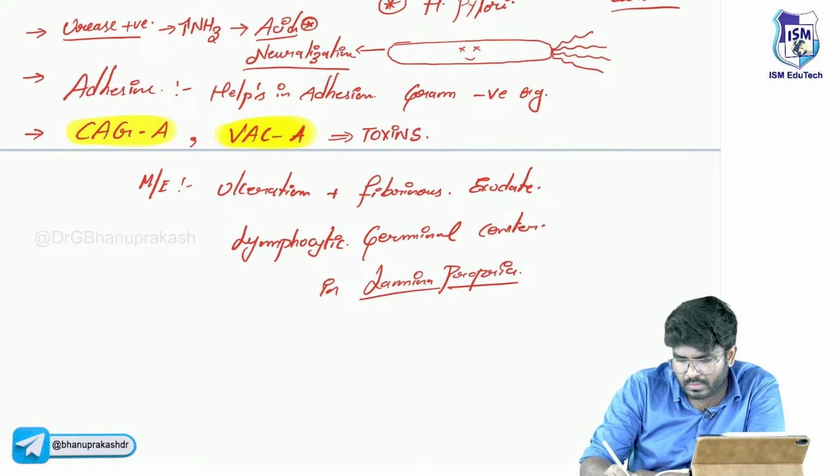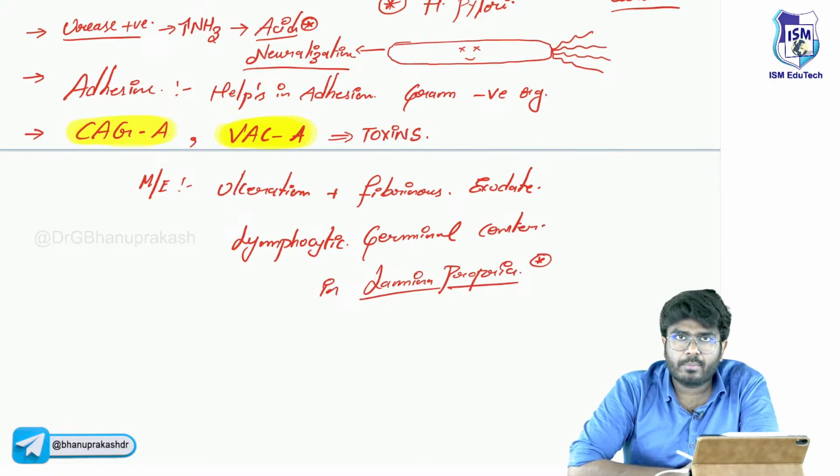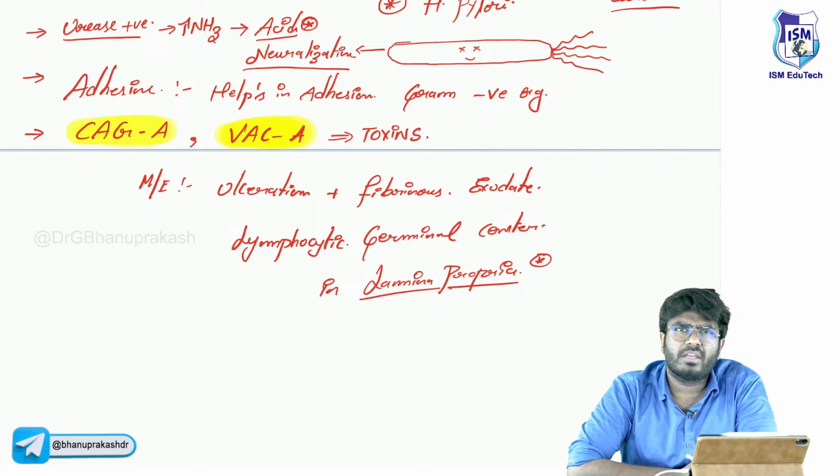Now, in the lamina propria of the stomach, there are so many lymphocytes. Why are these lymphocytes coming? Lymphocytes are coming because there is an active inflammation going on. There is some bacteria over there, and in order to kill the bacteria, so many lymphocytes are going to come there. Inflammation is there, and these lymphocytes form the germinal centers.